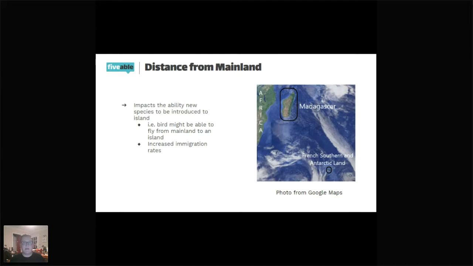So the shorter the distance between the mainland and the island, the higher the immigration rate, which is the amount of organisms coming to the island. However, whenever you're far away, you're not going to get a lot of new species coming to your island, which might drag down the biodiversity. So clearly, Madagascar has the upper hand in this one, a lot closer to mainland than the French Southern and Antarctic lands.